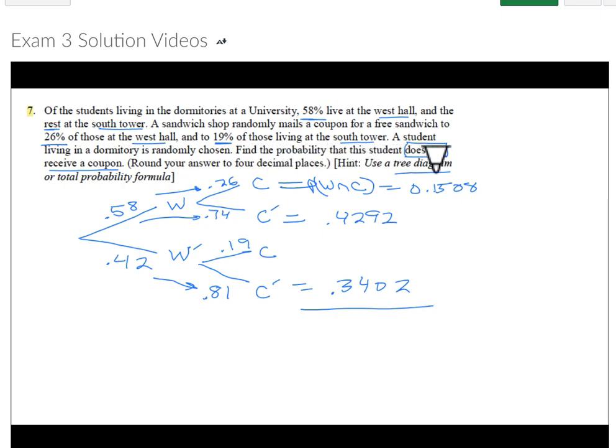So find the probability that this student does not receive a coupon, regardless of which hall they live in, is what it's asking. So we can add these two together. 0.4292 plus 0.3402 gives 0.7694, would be the probability of not getting a coupon, not conditioned upon where they live or anything else. 0.7694, we got it right to four decimal places. Excellent.